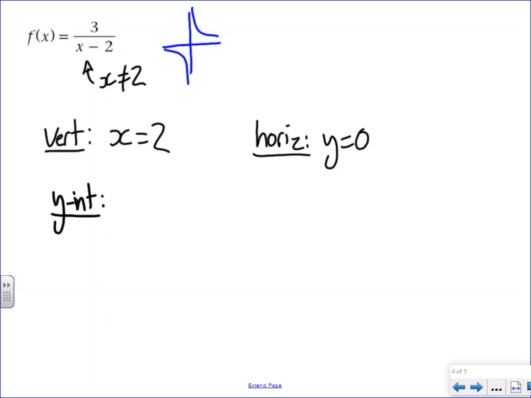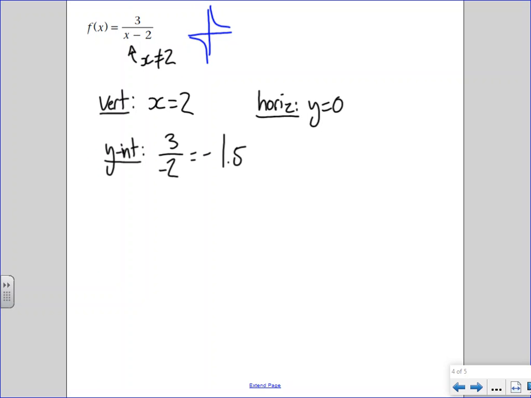So let's go ahead and find the y-intercept. As we know, to find the y-intercept, we make x equals 0. So we have 3 over 0 minus 2, which is just negative 2. So that means your y-intercept is going to be 3 over negative 2, or I guess we could say negative 1.5 as well. Alright, so now we have all the information we need to sketch this. We know there's going to be a dotted line going through 2 for your vertical asymptote, a horizontal line going through 0 for your horizontal asymptote, and your y-intercept is going to be negative 1.5.